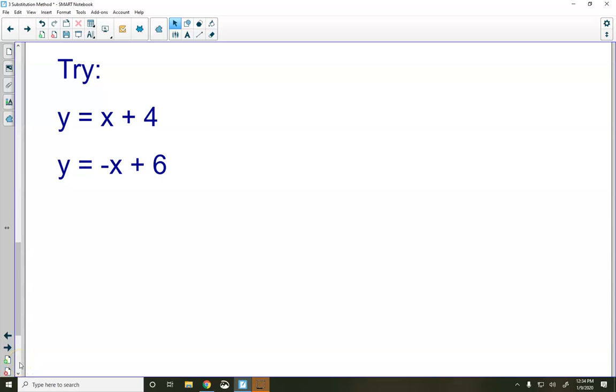Alright, so we're going to try this system of equations problem. We have y equals x plus 4 and y equals negative x plus 6. These are both in slope-intercept form, so we could graph them. But we've been practicing the substitution method. You can still do that here.